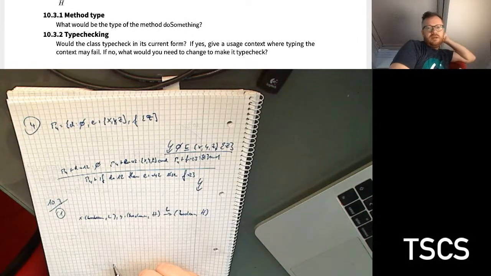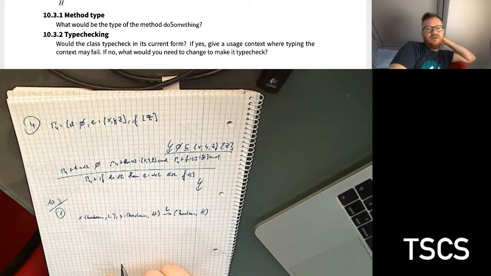Okay. The next question was, would the class type check in its current form? If yes, give a usage context where the typing may fail. If no, what would you need to change to make it type check?